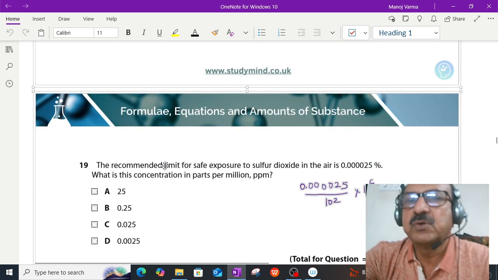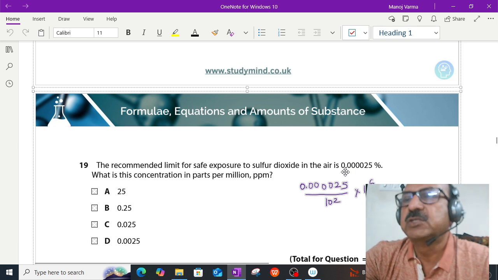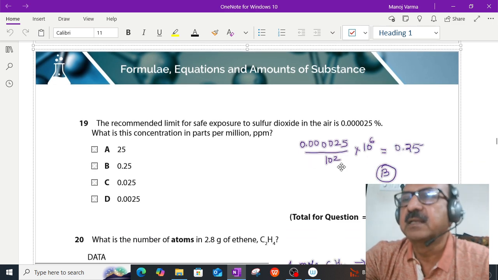Okay, so the 19th question: the recommended limit for safe exposure to sulfur dioxide is 0.000025%. What is the concentration in parts per million? So percent means over 100, 10 raised to 2, and you have to find for million, that is 10 raised to 6. Simply solve it, you get 0.25, and that's answer B.